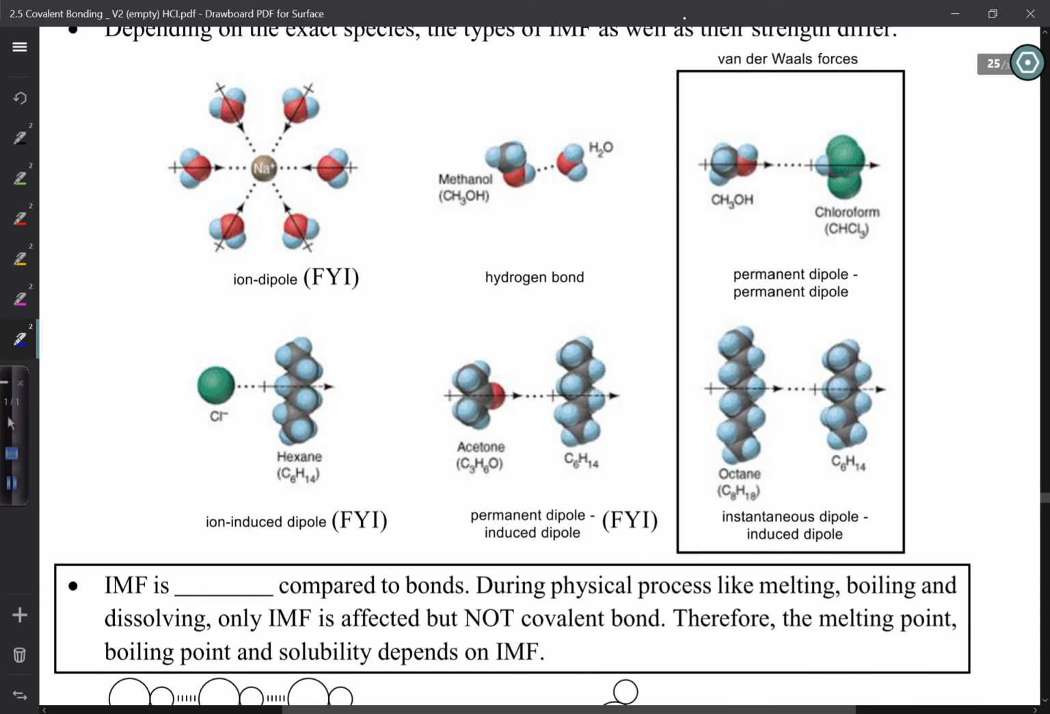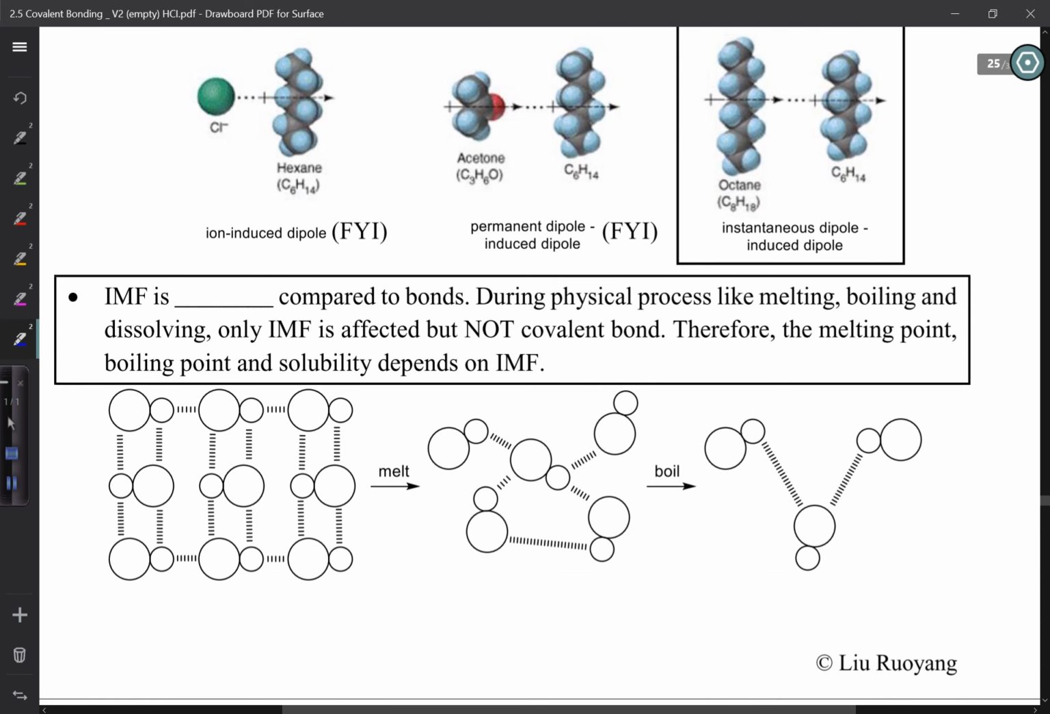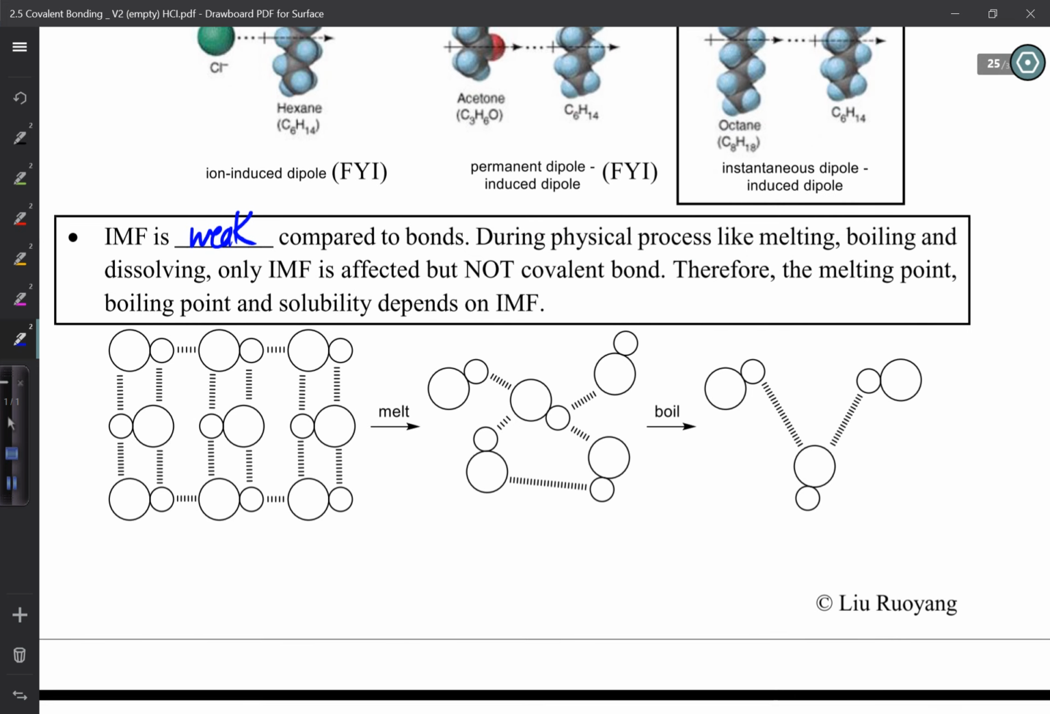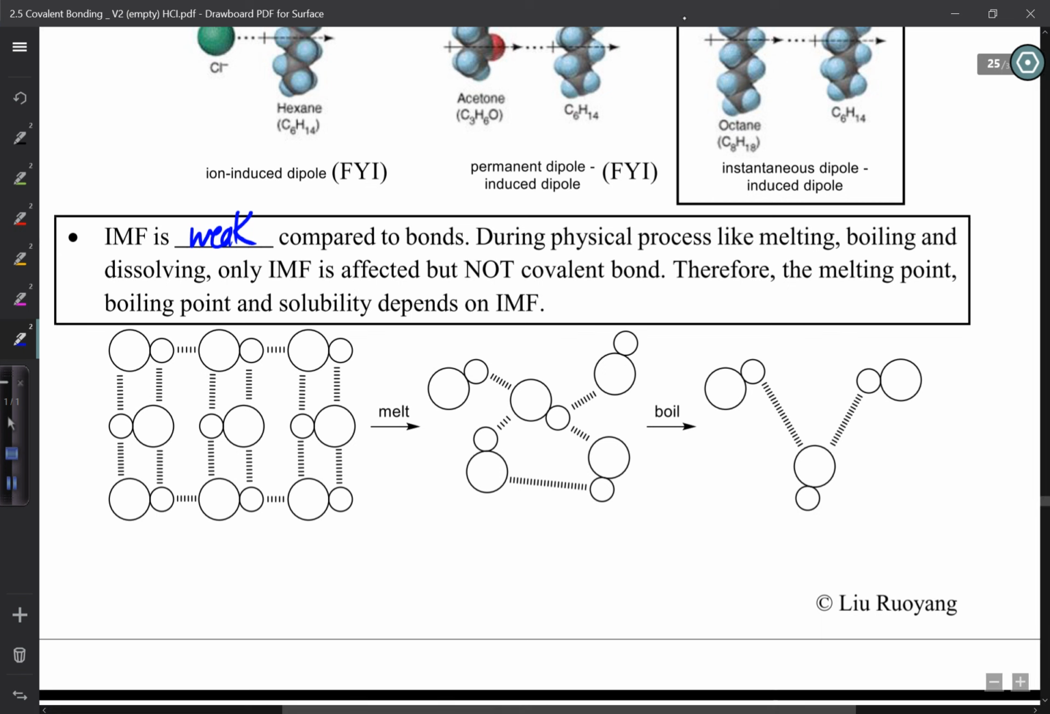Alright. So next, intermolecular force is weak. I already emphasized many times, compared to bonds. During physical processes like melting and boiling, only the intermolecular force is affected, but not the covalent bond. If you compare this case versus this case, this is a solid state, and this is a liquid state. If you compare solid and liquid, you can see that in the solid state there are more intermolecular force, IMF.